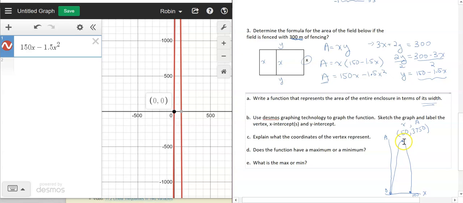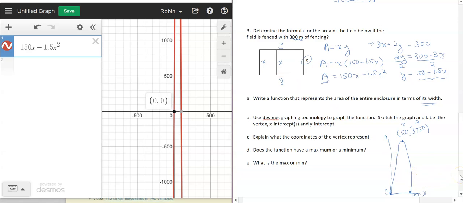Then if I go further past 50, my area starts to get smaller again. And once I reach 100, I have 0 area. So I have no more area at 100 because it's impossible to get to 100, because you'll no longer have enough material. If I used 100, I'd use all the materials on my x's, 100, 100, and 100 would give me 300. I have no more value to use for the width of that.